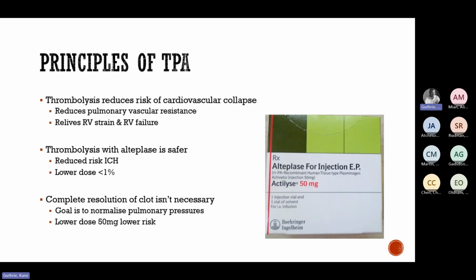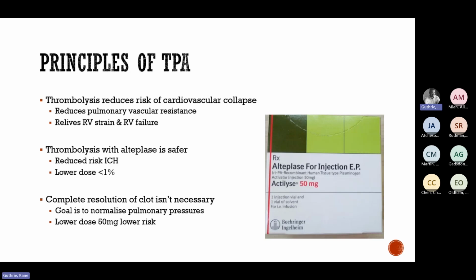So this helps reduce your pulmonary vascular resistance by breaking up some of that clot within that pulmonary tree that's blocking off. So it's about relieving the right ventricular strain and the right ventricular failure. Alteplase is generally safer over giving something like tenecteplase or streptokinase in these patients because there's a reduced risk of intracerebral hemorrhage. And if you give a lower dose, the chance of having an intracerebral bleed with it is less than 1%.